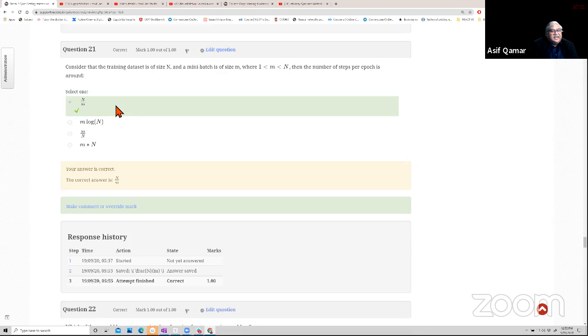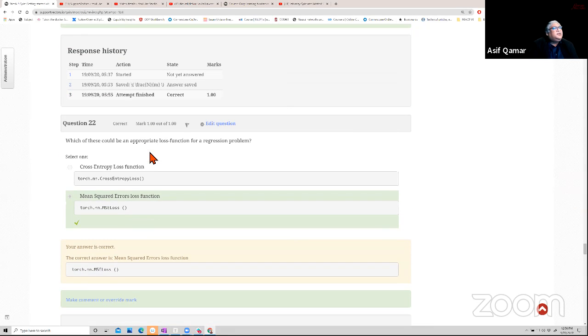Let's say that you divide 10 by 4: 10 data points, and you have 4 points per mini batch. So how many steps will there be? 4, plus one more step that contains only 2 data points. The last mini batch will have only 2 data points. So it will be either n over m if it divides perfectly, or n over m plus 1. Right? So it will be around n over m.